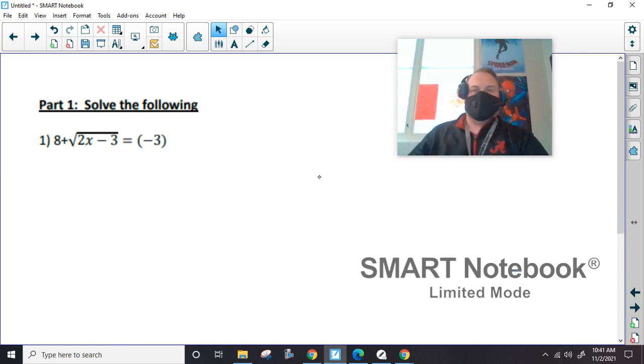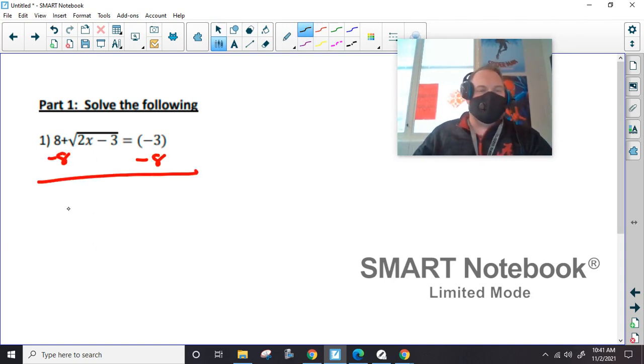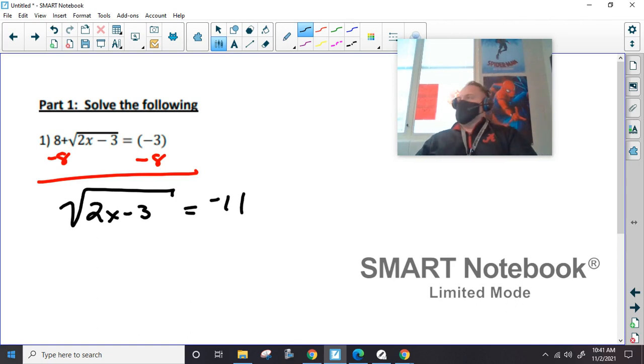So, first thing we need to do on number one is subtract 8. Now, if we notice when we do this, can we have the square root be a negative? No. So, this would be no solution. Ta da!